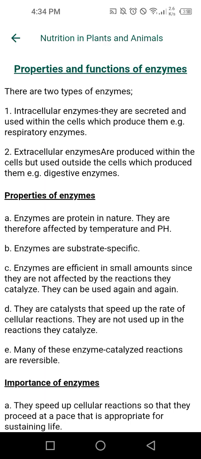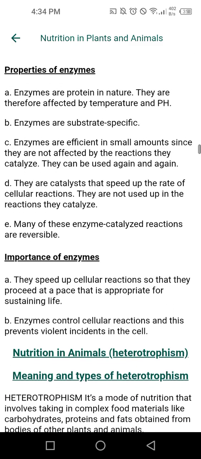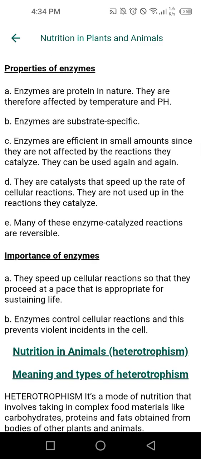1. Intracellular enzymes. They are secreted and used within the cells which produce them, e.g., respiratory enzymes. 2. Extracellular enzymes are produced within the cells but used outside the cells which produce them, e.g., digestive enzymes. Properties of enzymes. A. Enzymes are protein in nature. They are therefore affected by temperature and pH.